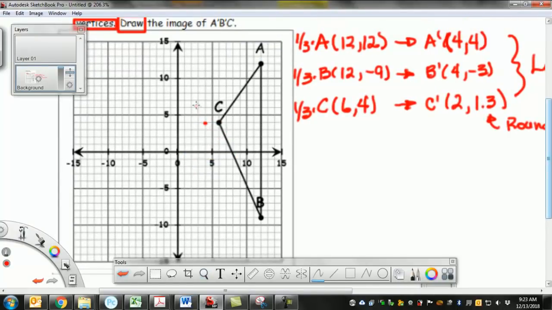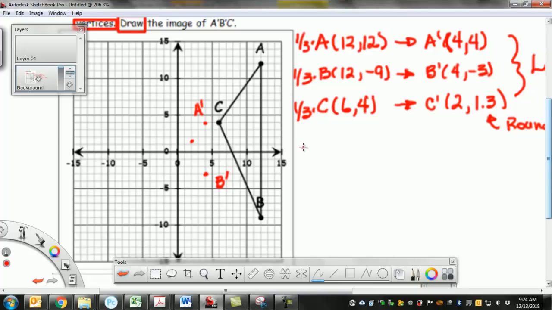Okay, let me zoom in there a little bit better to make it easier to graph. So there's A. 4, negative 3 is B. There's B prime. And then C is at 2 and 1.3. And I'll have to estimate the 1.3. So there's 2, up 1, and just a little bit higher for the 0.3. Let's go ahead and label these things.